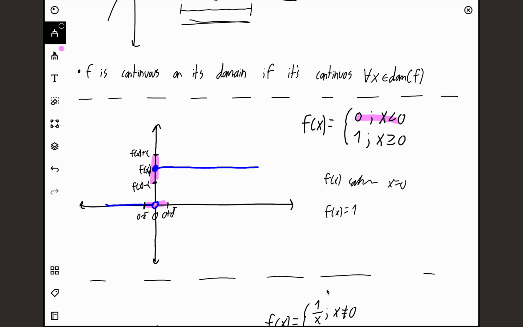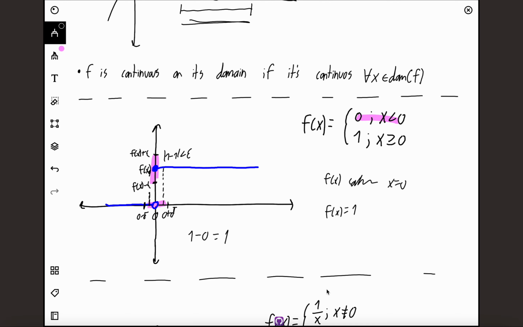Any belt we take here, if we look at the difference f of x0 minus f of x on the right side, it's going to hold, because this is basically 1 minus 1. So the difference will definitely be less than epsilon, because the difference will be 0. But the belt also goes into the negatives, and any x here, f of x will just be 0. So the difference is going to be 1: f of x0, which equals 1, minus 0.